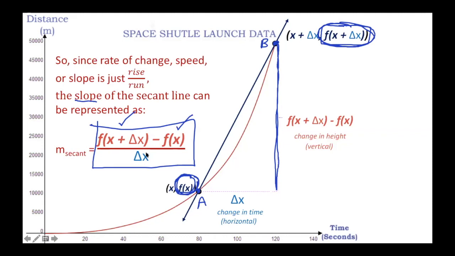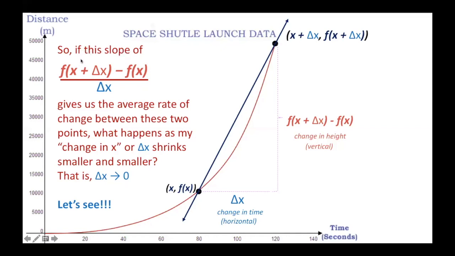And then we're dividing by your run or your change in x, and we're saying the change in x is just this right here. It's some arbitrary change in time. So that's your formula. It's just a kind of messy looking version of slope. It's just rise over run using different symbols and terms.